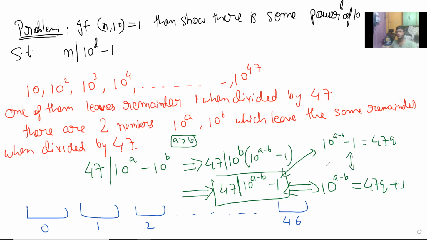All same. This is what we wanted, right? That there is some power which leaves a remainder 1. That power was not a or b, but it was a minus b. That's a very beautiful thing, right? And obviously we need n to be co-prime to 10, otherwise that does not happen. You can think why.